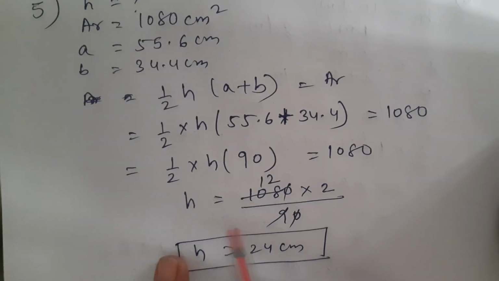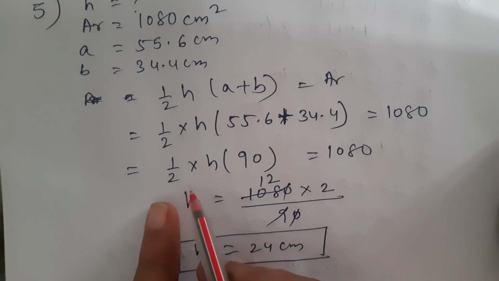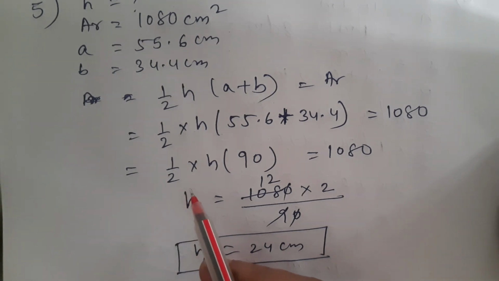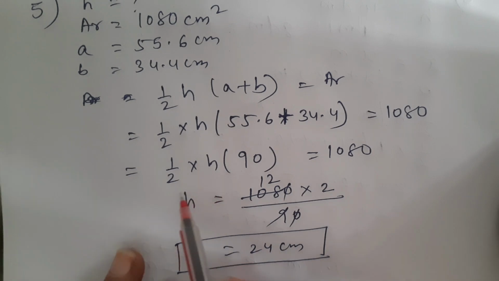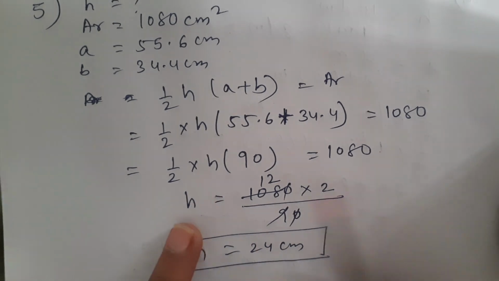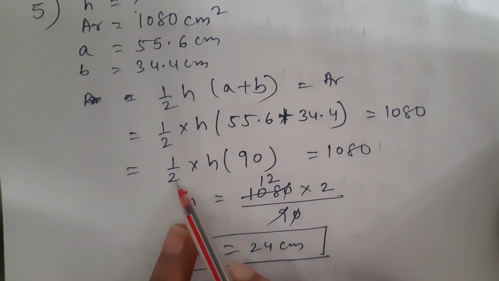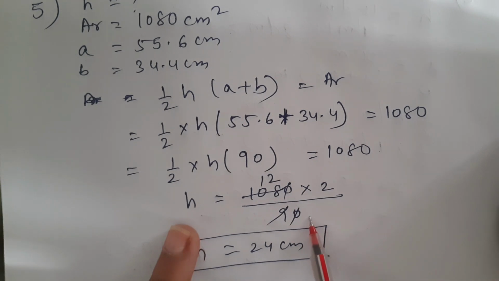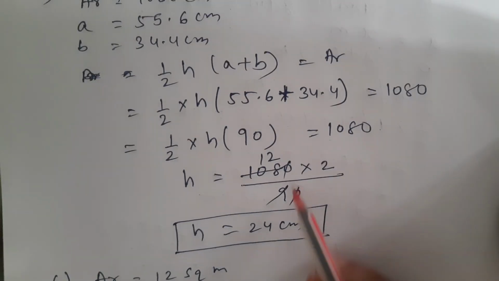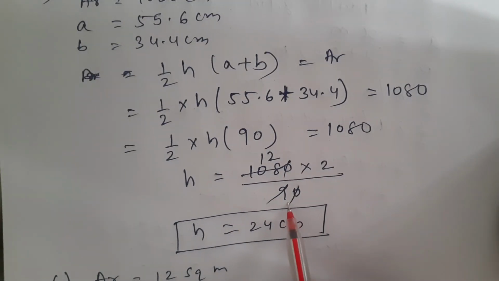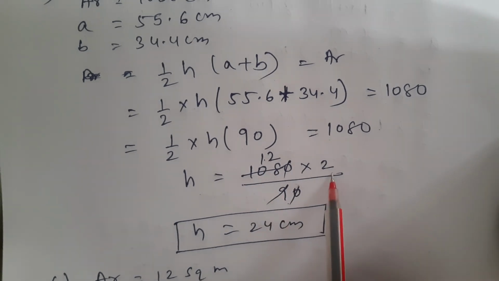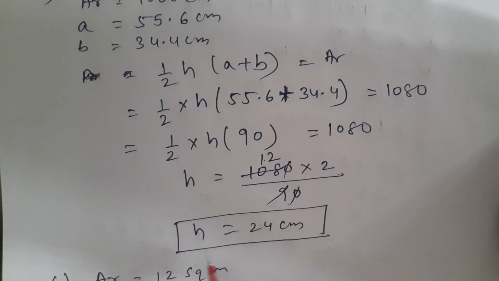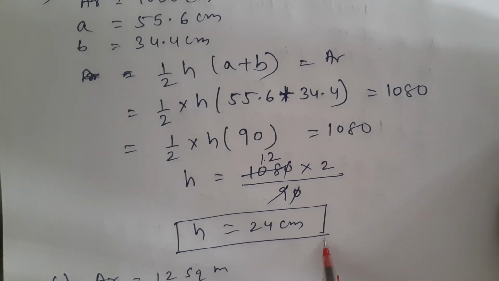Now let's cancel out. So here to find height, we'll have cross multiplication. h is 1080 multiplied by 2 divided by 90. Cancel out all the values. So first I cancel 0, and 108 with 9. So 9 12s are 108. Multiply 12 and 2. Thus it is 24. So height of the trapezium is 24 centimeter.